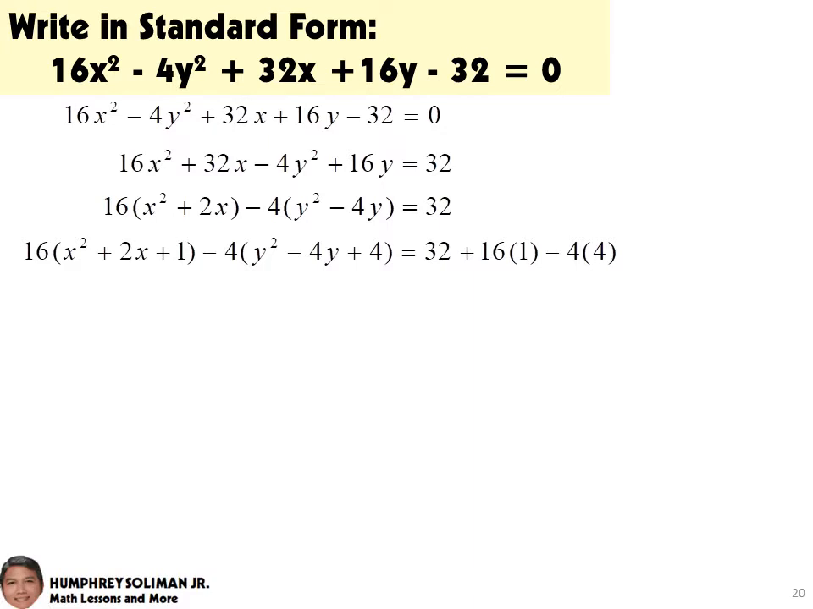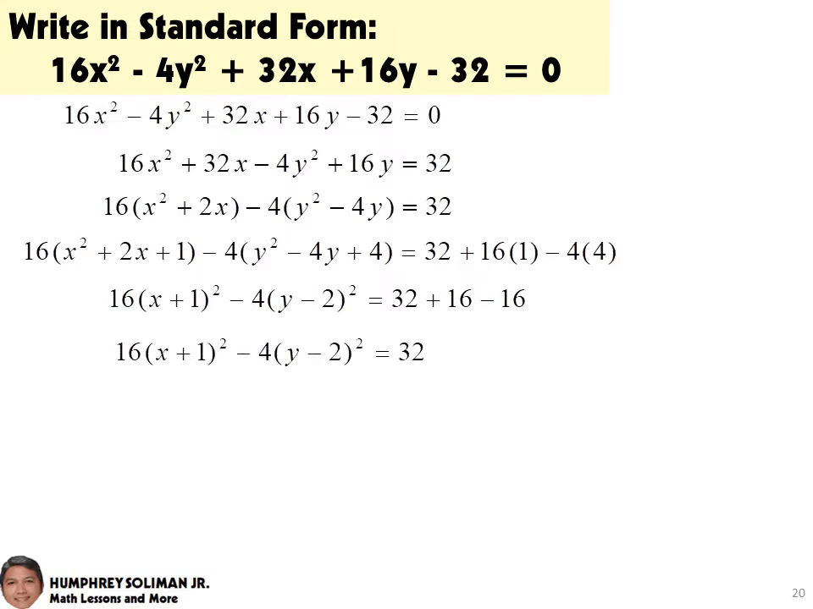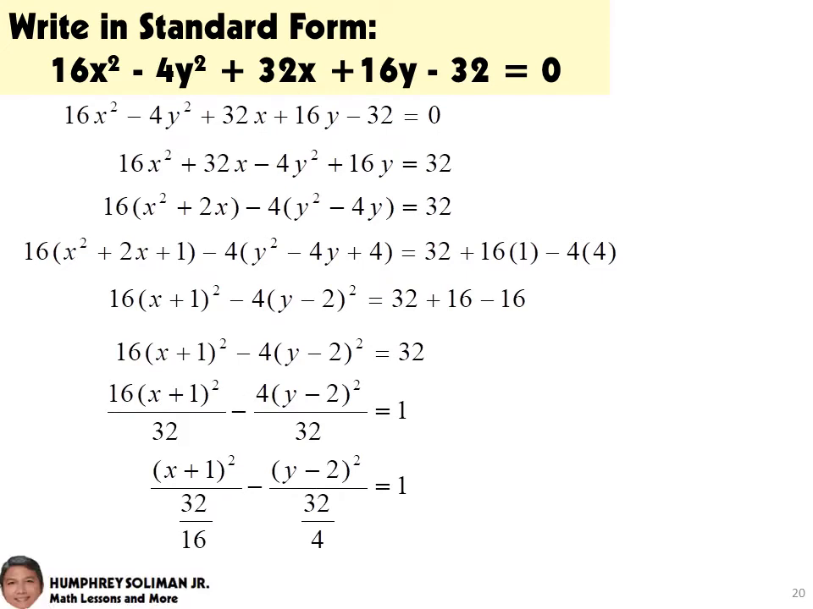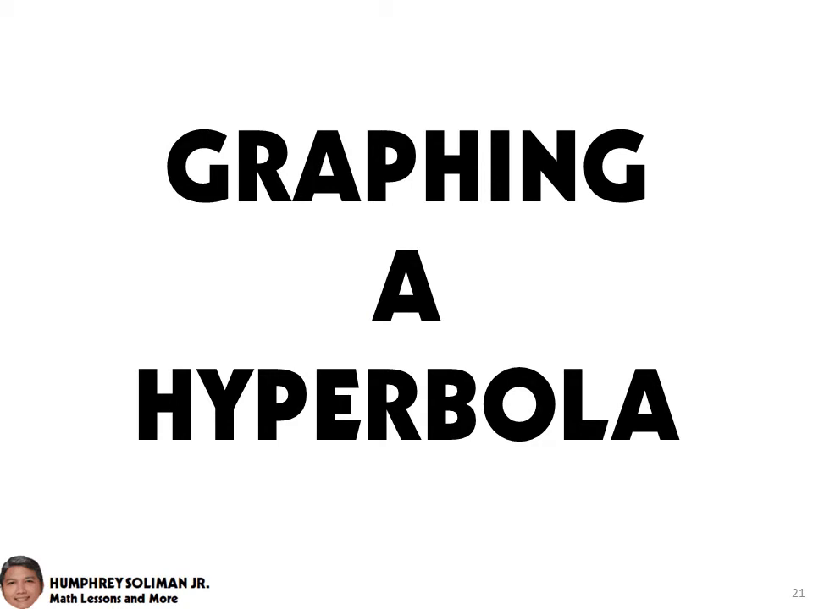After that, we need to perform completing the square for the x and y quantities. Remember to add the same quantities to the right side when completing the squares on the left side. Then, simplify the right side to get 32, and divide both sides of the equation by 32, so that the right side will be equal to 1. Simplify the left side of the equation, and this will give us the answer. The quantity x plus 1 squared over 2, minus the quantity y minus 2 squared over 8, equals 1.